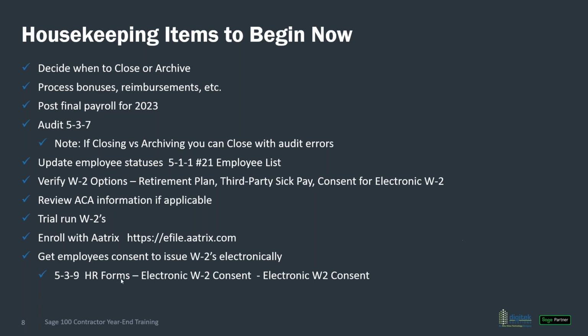Now, I don't know if you guys are aware of this or not, but you really are supposed to have consent from your employee saying that they would like to get an electronic W-2. You can send out that consent form from the software itself, and that's going to be in the 539 HR forms. You'll scroll down until you see the electronic W-2 consent, and then you can select which employees you want to email that off to.